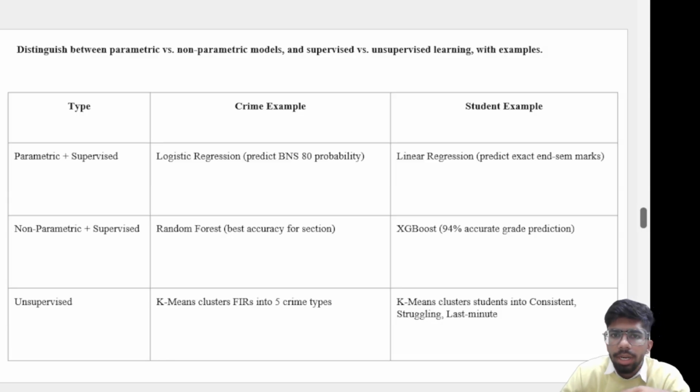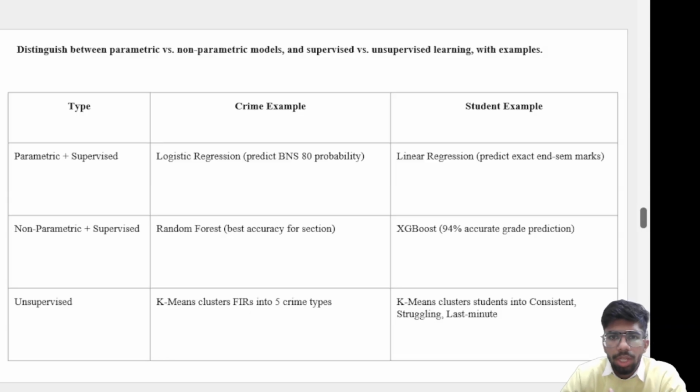Now, non-parametric plus supervised models. These are models that do not assume a fixed form. They can grow in complexity depending on data. They generally give higher accuracy because they adapt to patterns more flexibly. In the crime example, I have shown random forest, which is one of the best performing models for crime section prediction because it captures complex nonlinear patterns in FIR data. In the student example on the right hand side of the slide, XGBoost is shown, which often gives a 94% accurate grade prediction. It is supervised because it learns from labeled marks.